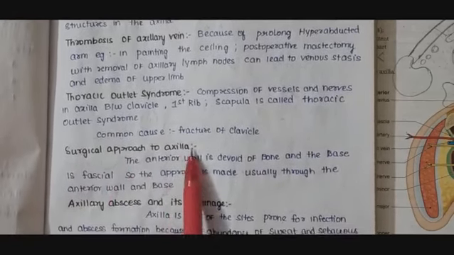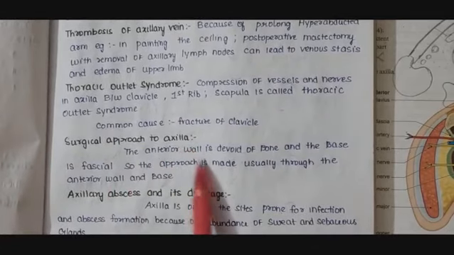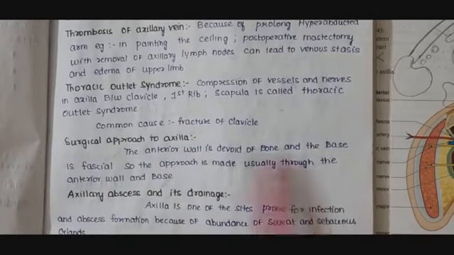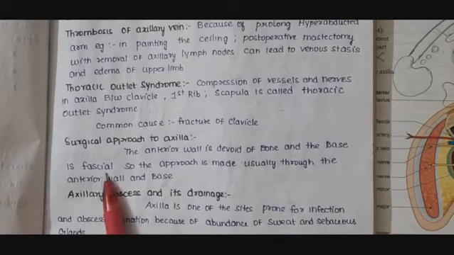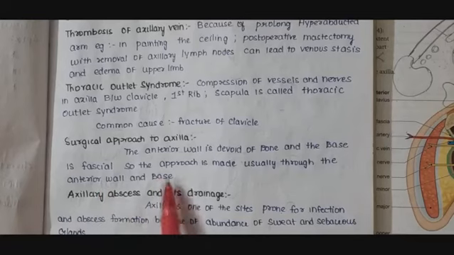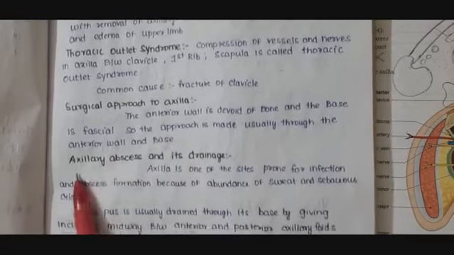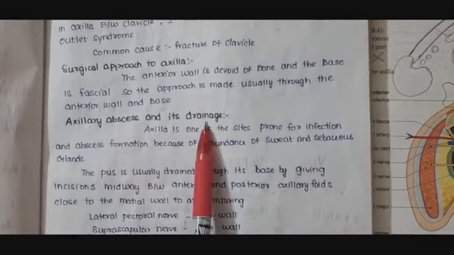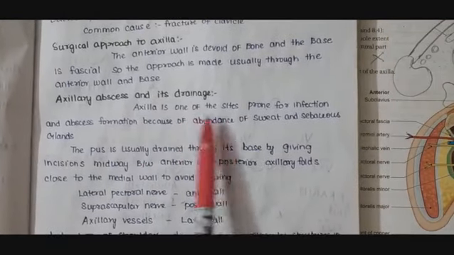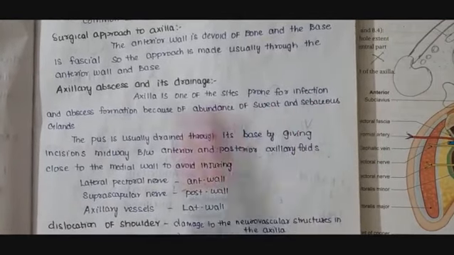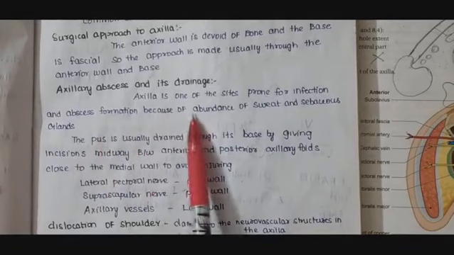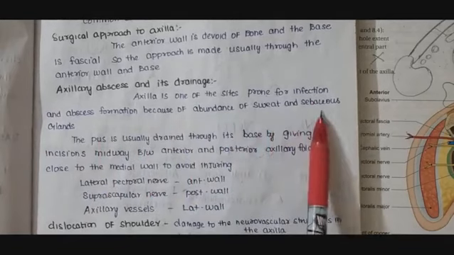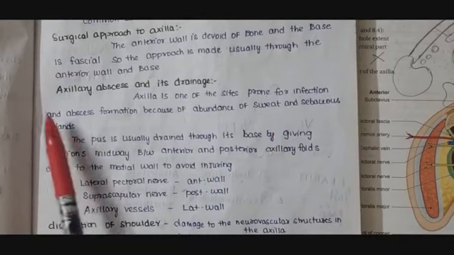Surgical approach to axilla. As the anterior wall is devoid of bone and the base of the axilla is fascial, the approach is made usually through the anterior wall of the axilla as well as the base of the axilla. Axillary abscesses and its drainage. Axilla is one of the sites prone for infection and abscess formation because of abundance of sweat and sebaceous glands that are present over there.